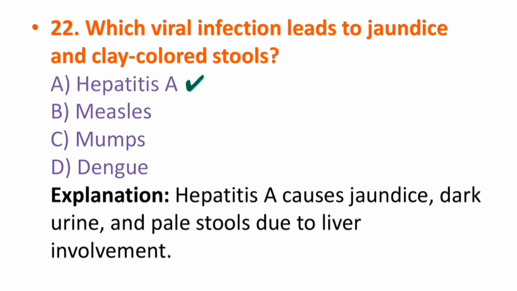Which viral infection leads to jaundice and clay colored stools? Option A hepatitis A, option B measles, option C mumps, option D dengue. The correct answer is option A hepatitis A. Hepatitis A causes jaundice, dark urine, and pale stool due to liver involvement.